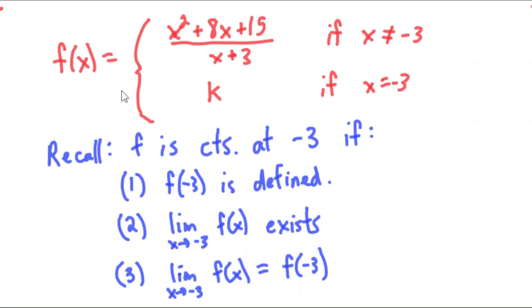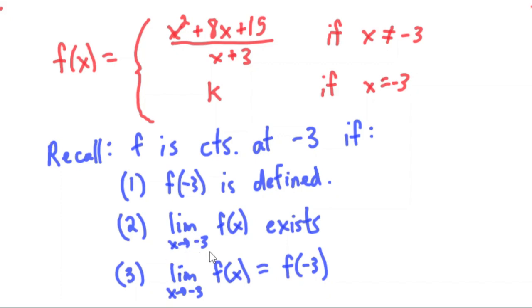So let's remind ourselves here of the definition of continuity. Here's a formula for our function. Recall f is continuous at a number, so f is continuous at -3 if f of -3 is defined. And notice it is defined. f of -3 is going to be k. Now we have to figure out what k is going to be, but it's going to be defined.